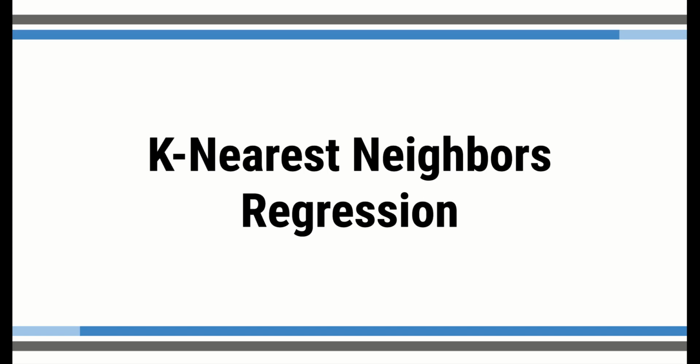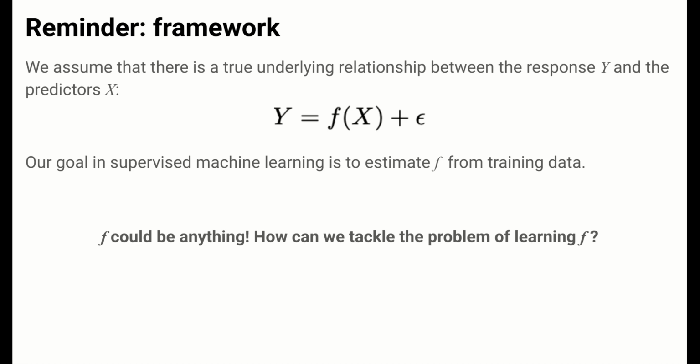In this video, we'll start looking at a new genre of methods called nonparametric methods by looking at a regression method called K-nearest neighbors regression. Let's remind ourselves of the regression framework. In the regression framework, we assume that the quantitative response variable y is some function f of the predictors x plus an error term. Our goal in supervised machine learning is to estimate the function f from training data.